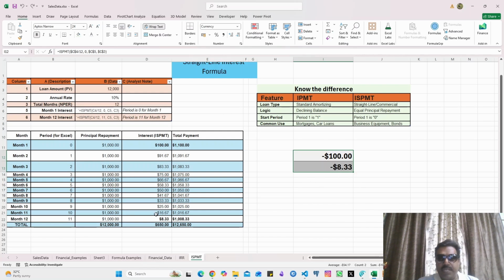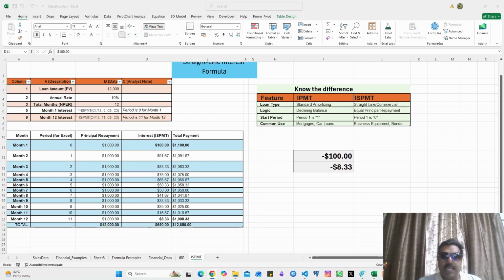To truly understand ISPMT, look at the anatomy of the loan. Unlike the standard mortgage where the total payment is fixed, in an ISPMT model, the principal repayment is constant because we are retiring the debt in equal blocks. The interest expense doesn't just decline, it drops in a perfect straight line, decreasing by exactly $8.33 every single month. This linear decline is the hallmark of the ISPMT convention.